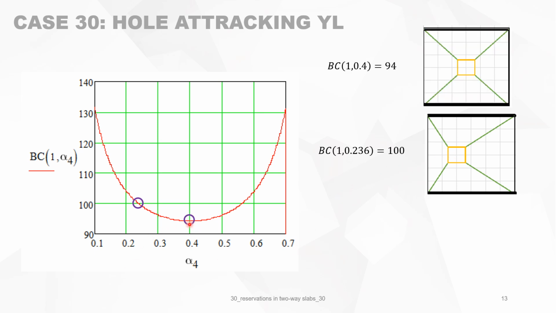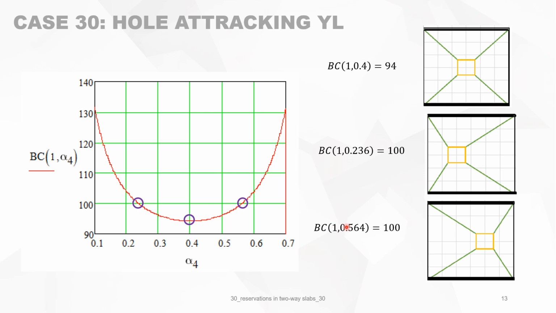The bearing capacity is minimum when alpha 4 is 0.4, so when the reservation is in the middle of the slab, which is logical. So you lose 6% of the bearing capacity. From this situation to this situation, you lose 6% in bearing capacity. And on the other side, this point reflects this. So between those two situations, you have bearing loss. And if you go outside this range, then you will not have bearing loss. And this maximum loss occurs when alpha 4 is 0.4, which means in the middle of the slab.